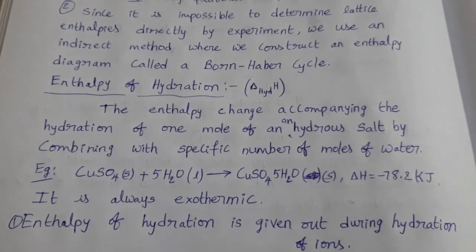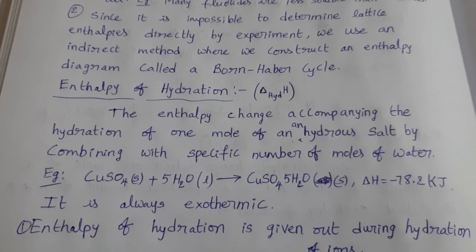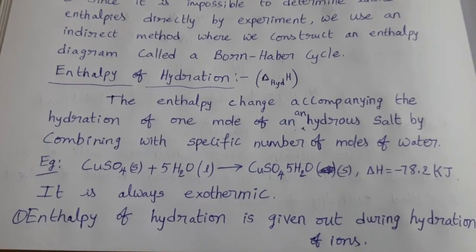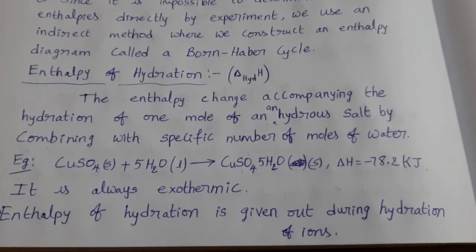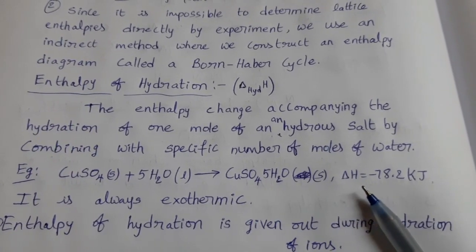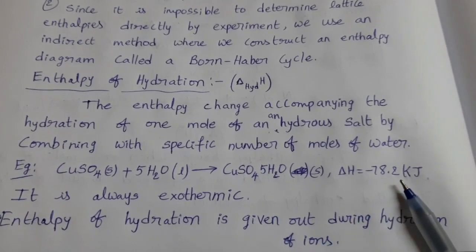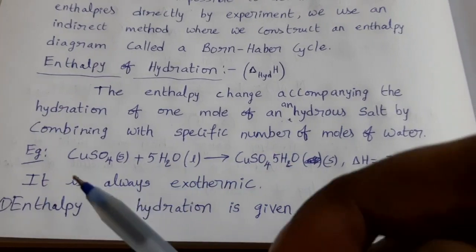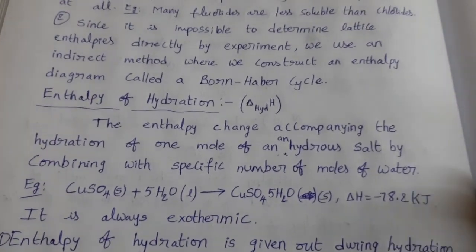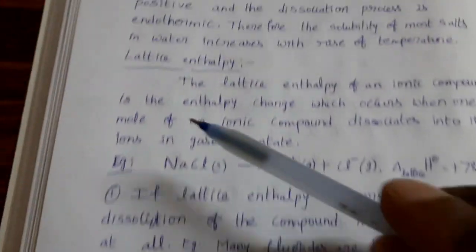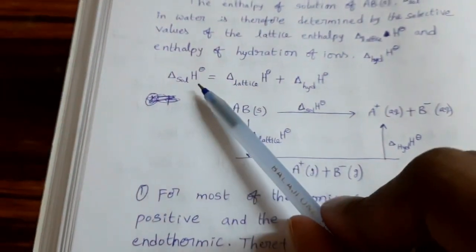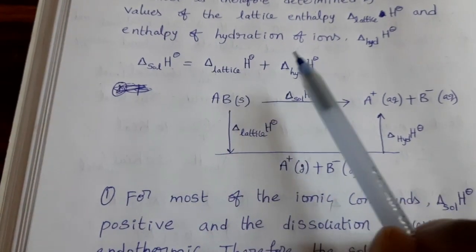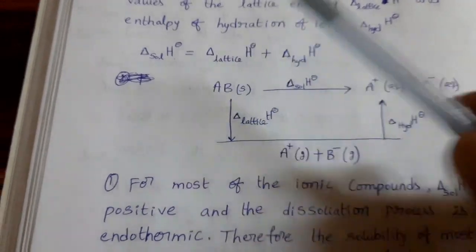See the example, CuSO4 present in solid form. That is anhydrous CuSO4 plus 5H2O gives rise to CuSO4.5H2O. In this, hydration enthalpy is minus 78.2 kilojoule. This much amount of energy is released when water molecules are surrounding this anhydrous salt. Now, based upon this enthalpy of hydration and lattice enthalpy, we can decide enthalpy of solution. So if lattice enthalpy is more, dissolution is not possible. If hydration enthalpy is more, then dissolution is possible.